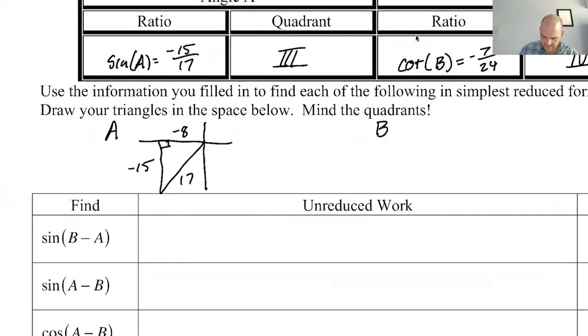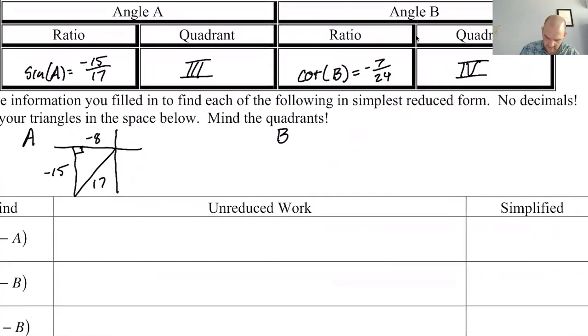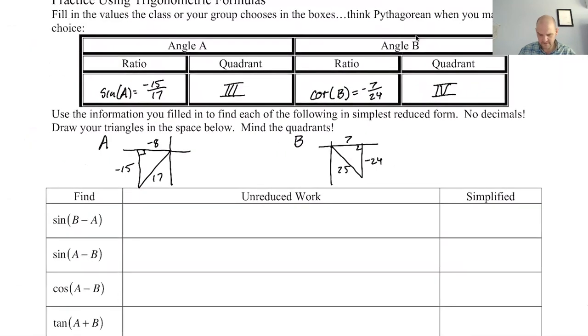And then for B, quadrant 4, so tangent is negative 24 over 7. And then this should be 25. 7, 24, 25.